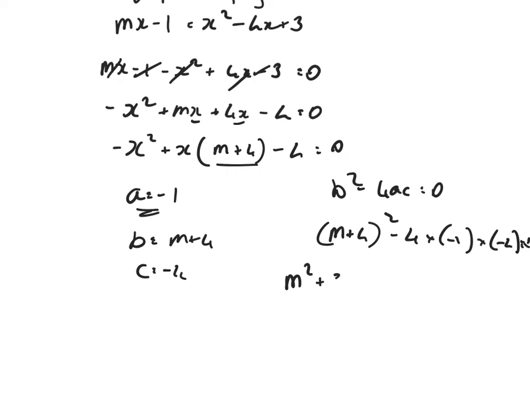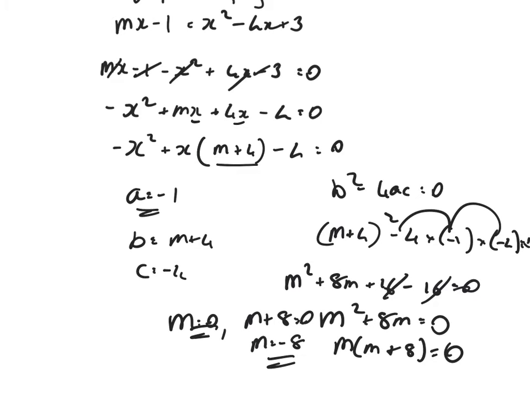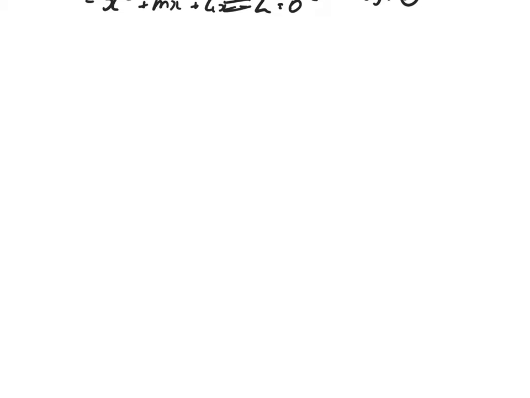So that's m squared plus 8m plus 16. Then minus 4 times minus 1 is 4, times that by minus 4 is minus 16, is equal to 0. These two cancel and I've got m squared plus 8m is equal to 0. Take out a common factor of m, that will be m bracket m plus 8 is equal to 0, which gives me m equals 0 and m plus 8 equals 0, which is m equals 0 and m equals minus 8.